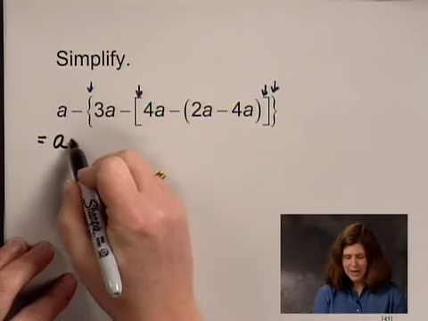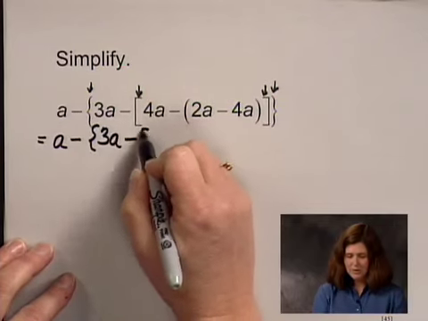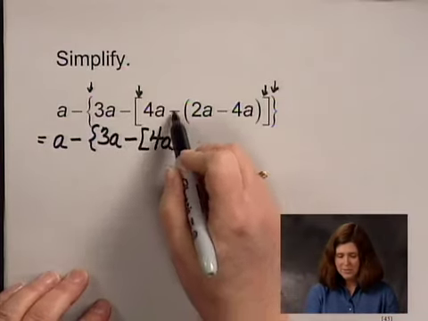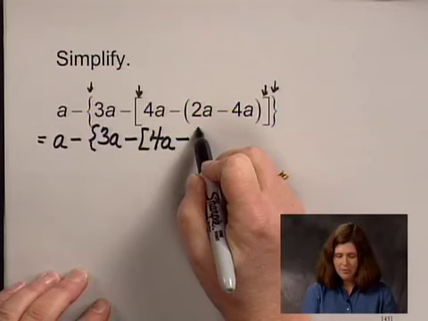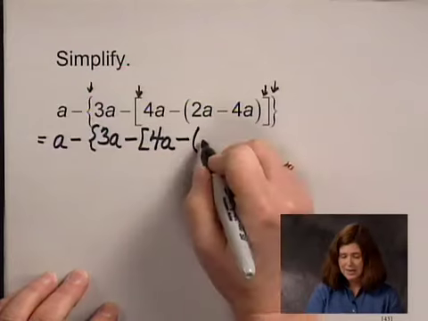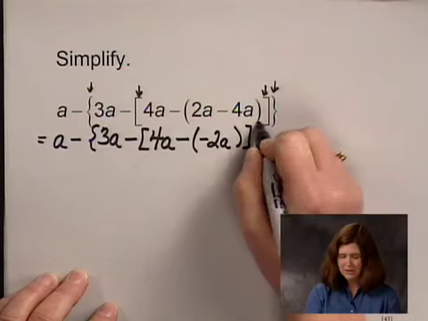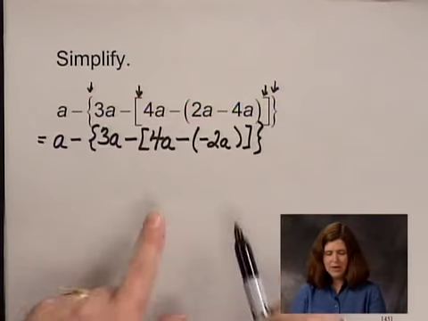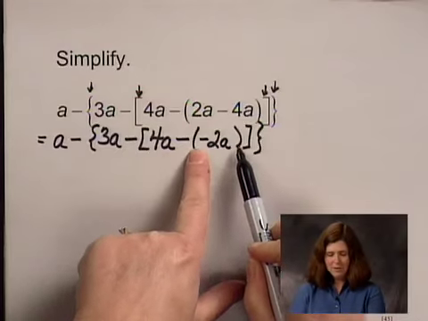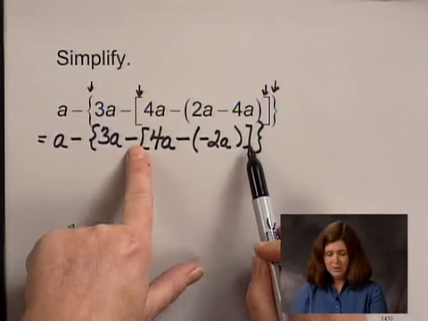So I copy a minus up until the parentheses, and then the minus sign, and I'll go ahead and write my parentheses here, but I'll simplify. 2a minus 4a is negative 2a. And copying the rest of this, I now have parentheses around negative 2a, but that's a simplified form, so I can now work with the next set of grouping symbols, which are the brackets.